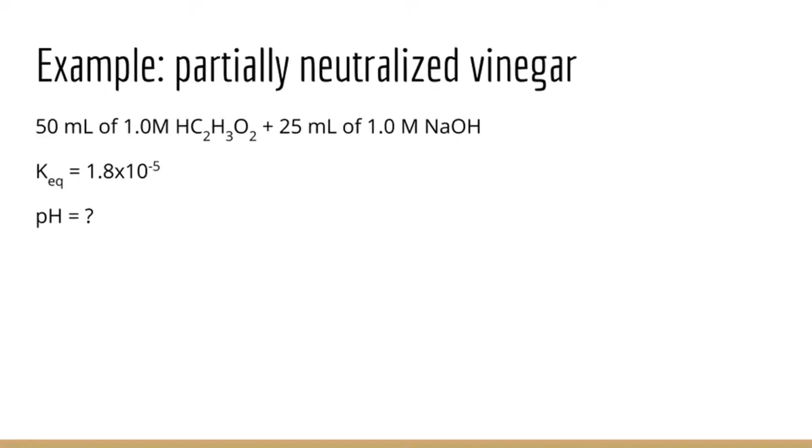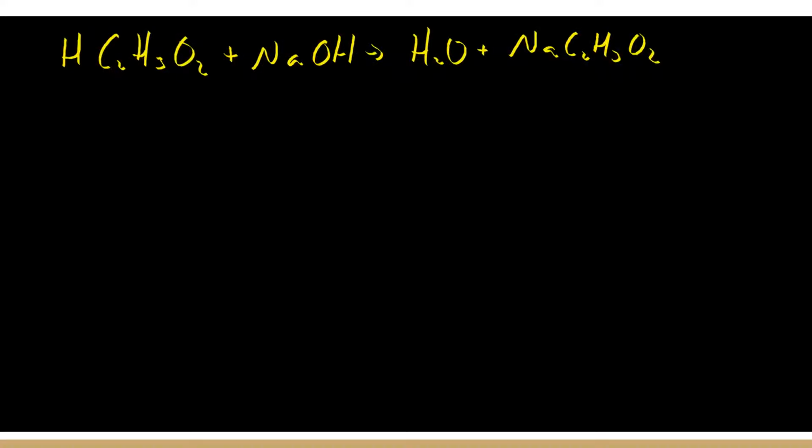So our next problem is a neutralization reaction. What is the pH of a solution of 50 milliliters, I should say, of 1 molar acetic acid mixed with 25 milliliters of 1 molar sodium hydroxide? Now, a neutralization reaction means that you get something like this. Acetic acid plus sodium hydroxide produces water and sodium acetate. Remember, acid plus base equals water plus salt, or salt plus water, whatever.